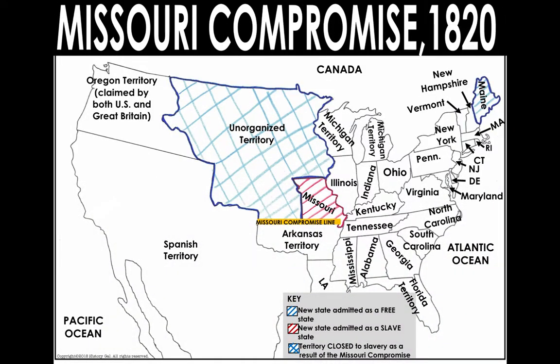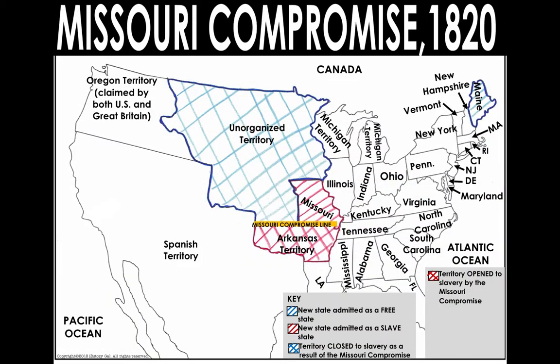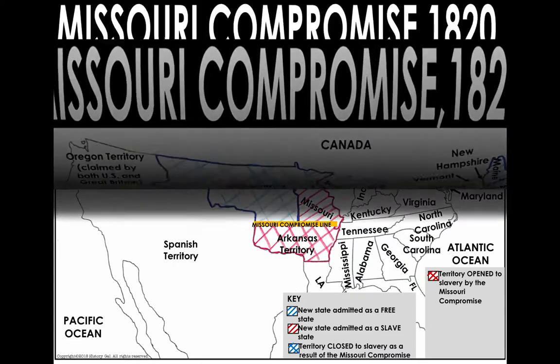Now, some of the other things that you're going to see according to the Missouri Compromise line, right, that's the rest of the Louisiana Territory, and that would be considered closed to slavery. Okay, and then the territories below the Missouri Compromise, like the Arkansas Territory, would be open to slavery. Okay, so that's where the compromise comes. Those north of the line would be considered closed to slavery. Those below the line would be open to slavery.